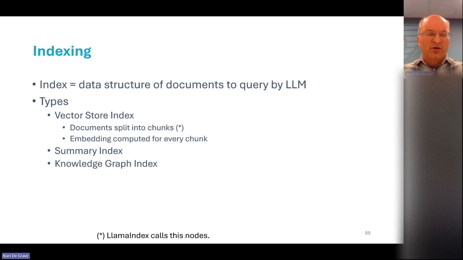You can have a summary index that then computes an overall embedding, or you can have a knowledge graph constructed where you use similarity between documents or chunks to compute a graph. So the graph is then a sort of discretized nearness or proximity of those vectors.